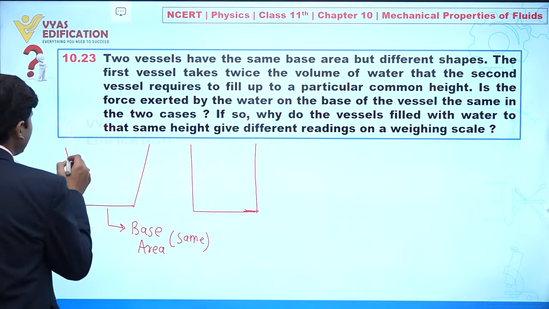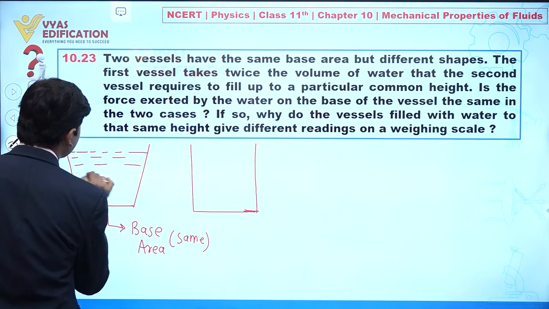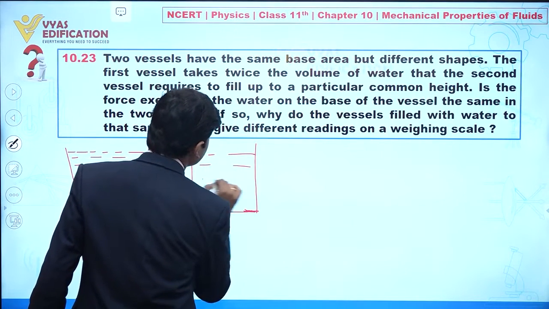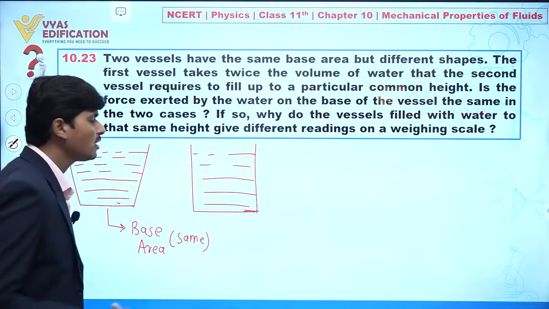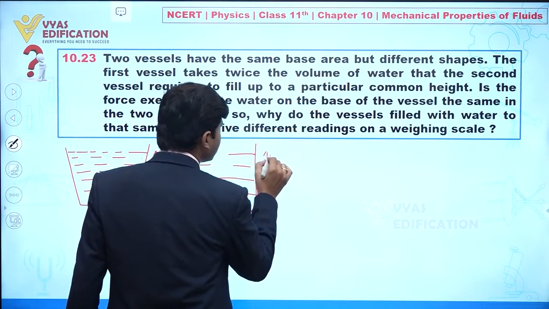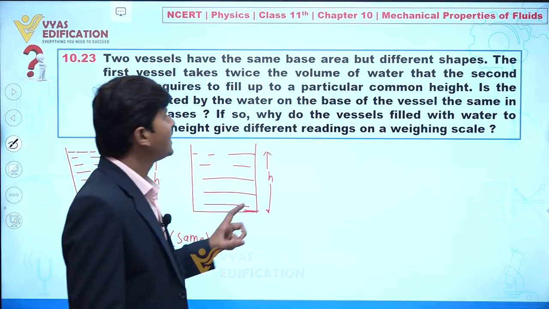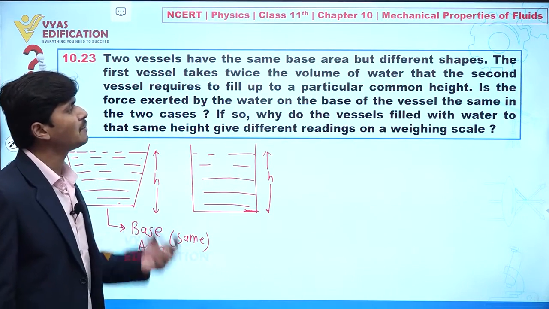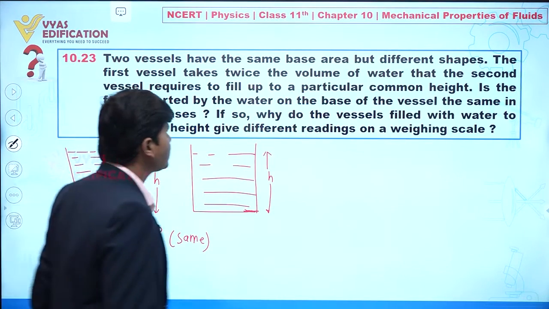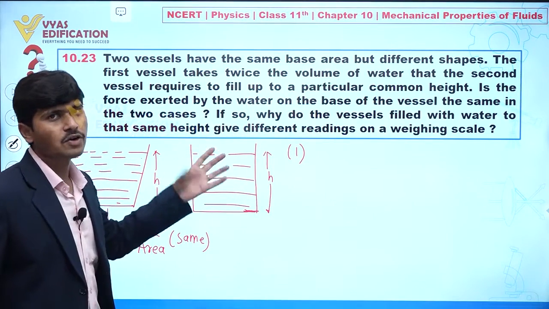Clear? So now we can see, let's suppose this vessel is filled up to this level, this vessel is also filled up to this level. Clear? And both are having same height. So I can say this value we have, that is H, same. Clear? So in this question it is given to you, is the force exerted by water on the base of a vessel the same in the two cases? Yes. Now first of all listen carefully. We can say height of a liquid column is same.